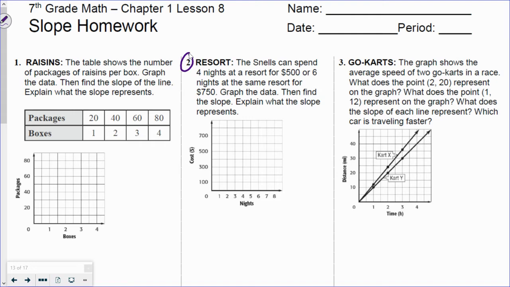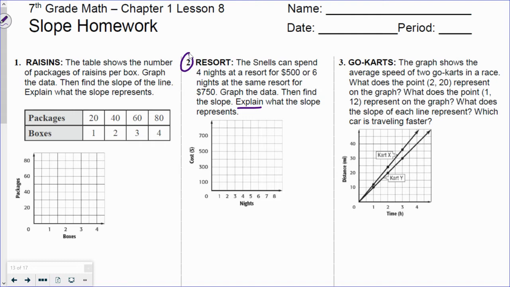The Snells can spend 4 nights at a resort for $500 or 6 nights at the same resort for $750. We need to graph the data, find the slope, and then explain what the slope is. Remember, explaining is basically giving the constant rate of change statement.